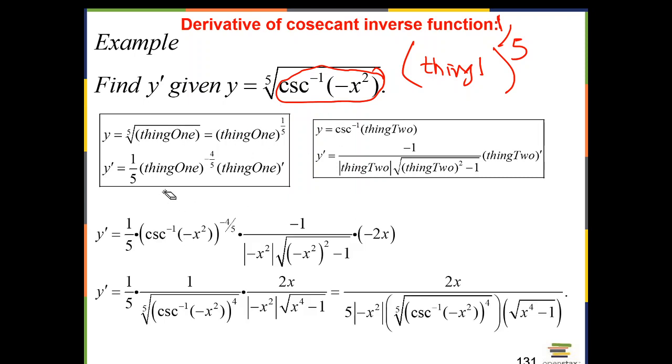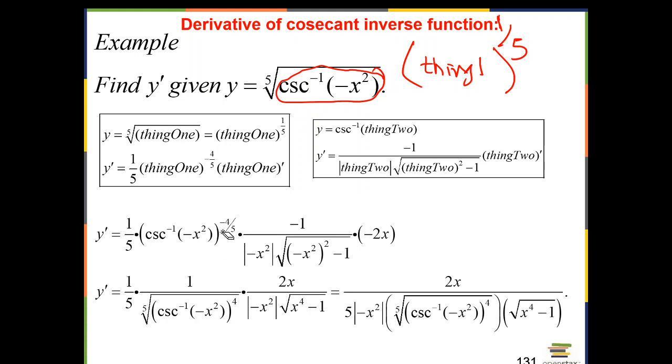So derivative of something to the 1/5 power would be 1/5 something to the negative 4/5 times the derivative of something. But derivative of this thing is what we just learned how to do. Derivative of cosecant inverse of something is negative 1 over something, right? That's the something right here. Absolute value of that. Square root of that, squared minus 1. And then times the derivative of that. Now we're done. This is the calculus part of it. The rest of this is simplifying. You just simplify this thing, you know.